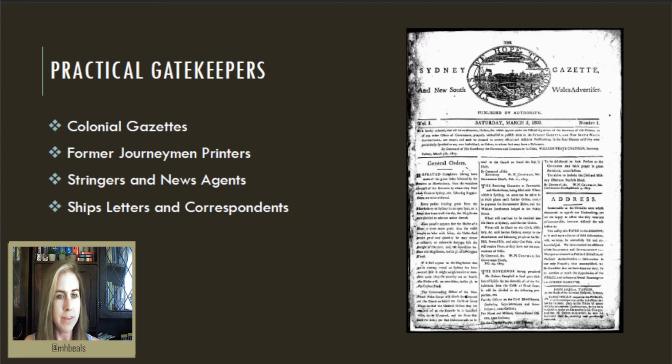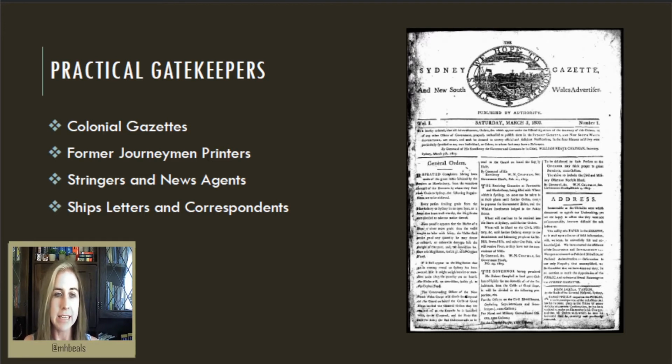The other type of gatekeepers are very practical as well. They tended to be former journeymen. So people who had worked for newspapers in Scotland or in England, they had got their craft, they had understood what they wanted to do, but there wasn't enough room or enough business for them in Britain, so they would go off to other parts of the empire and start newspapers. But they maintained very close friendships, or at least business partnerships, with their former employers.